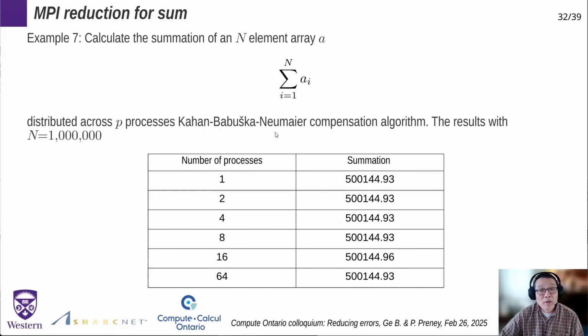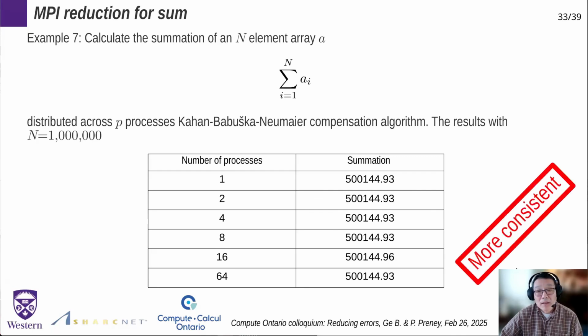Now, without going into much detail on the MPI calls, this is what we got with the Kahan, Babushka, Neumaier compensated algorithm with MPI for 1 million elements using different numbers of processes. We got pretty much the same answer, the results are more consistent, and we succeeded in this case.